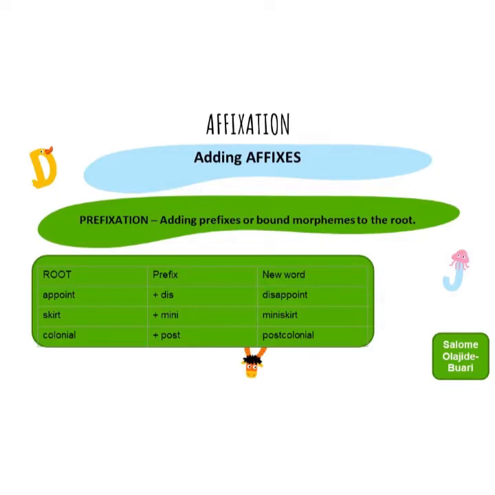Prefixation means to add prefixes or bound morphemes to the root. In these examples here, appoint is a root word. The dis is a prefix. So if you add dis to appoint, it becomes disappoint. Skirt, word. Mini, prefix. Together, you have miniskirt.